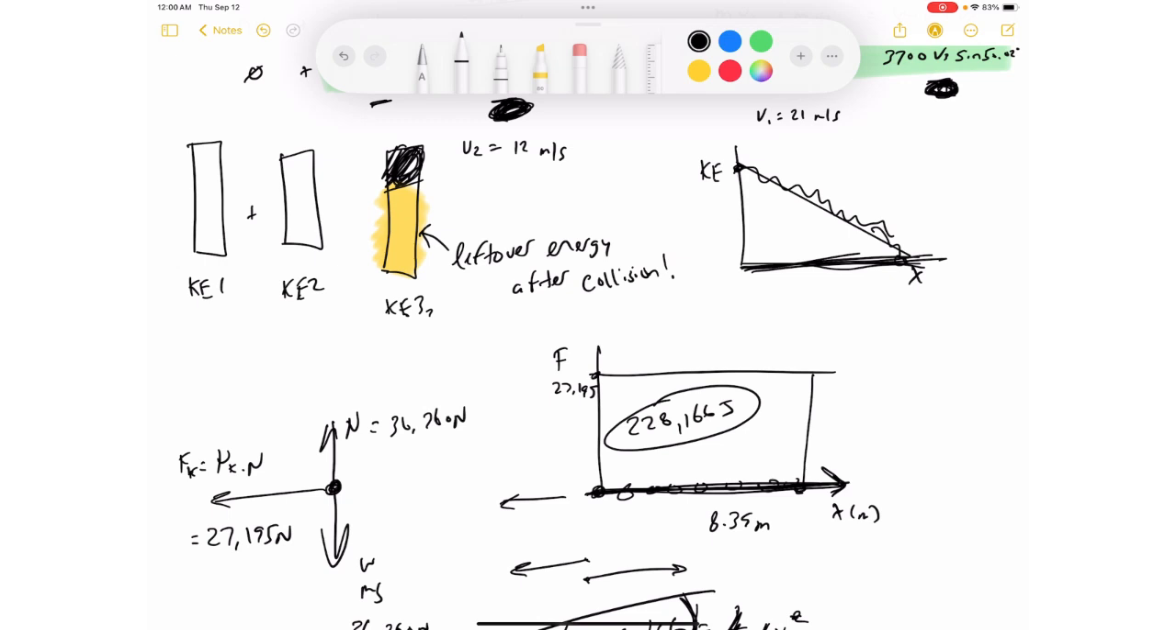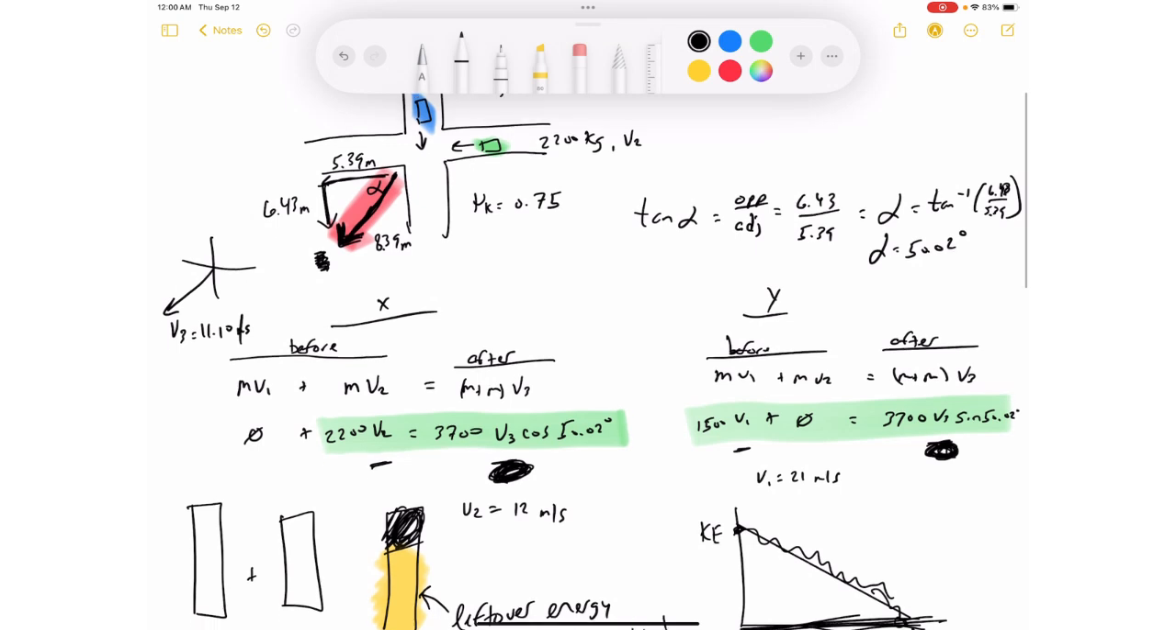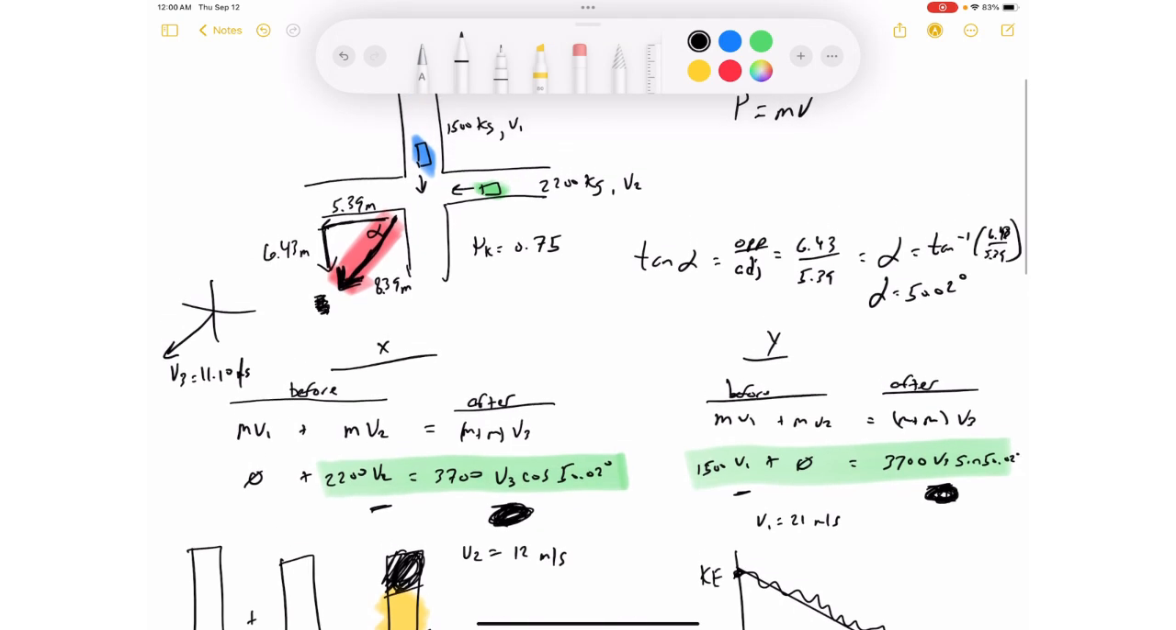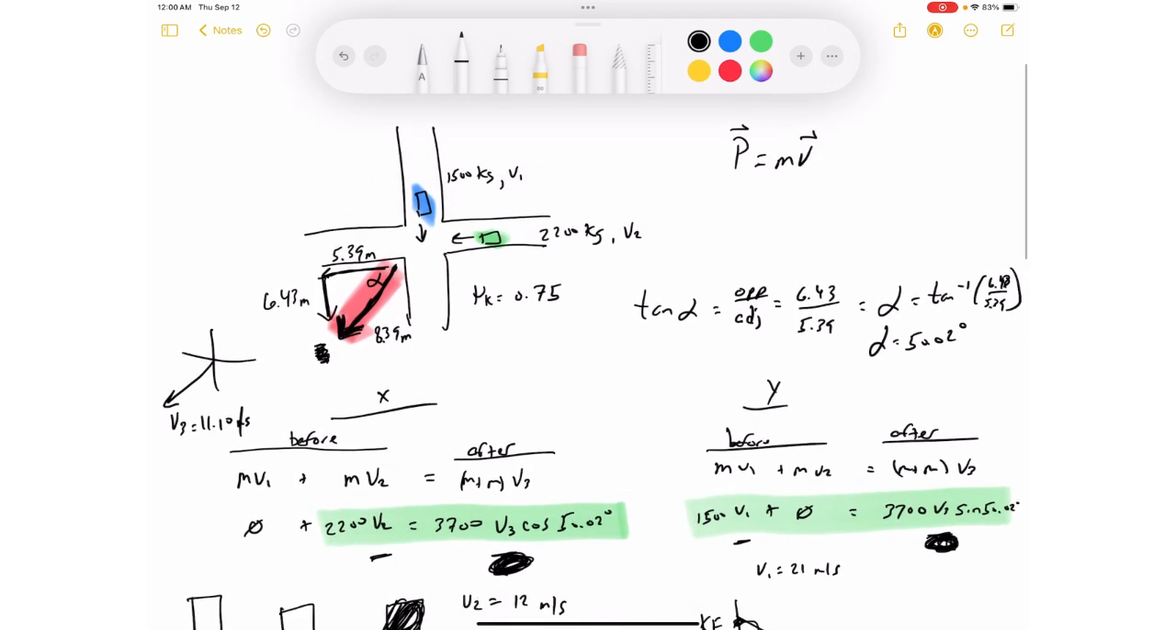So it had to have used 228,000 joules of energy. But where did it get it from? Well, it got it from kinetic energy. And so that kinetic energy was the energy right after the collision. And then once I did that, I figured out V3. And then once I figured out V3, then we could figure out V1 and V2. So this is basically how you use momentum and energy to solve a problem involving multiple dimensions.